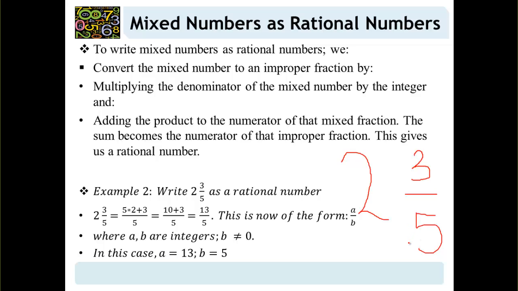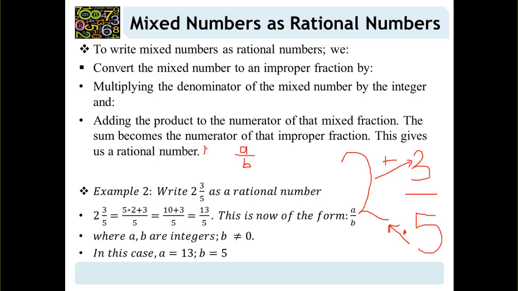You want to first of all multiply. So this will be 5 times 2. This is the multiplication symbol. When you multiply 2 by 5, 5 times 2 is 10. You now add. So 10 plus 3 gives you 13. So this gives us 13 out of 5. And 13 out of 5 is now our rational number because it is in the form of a over b.